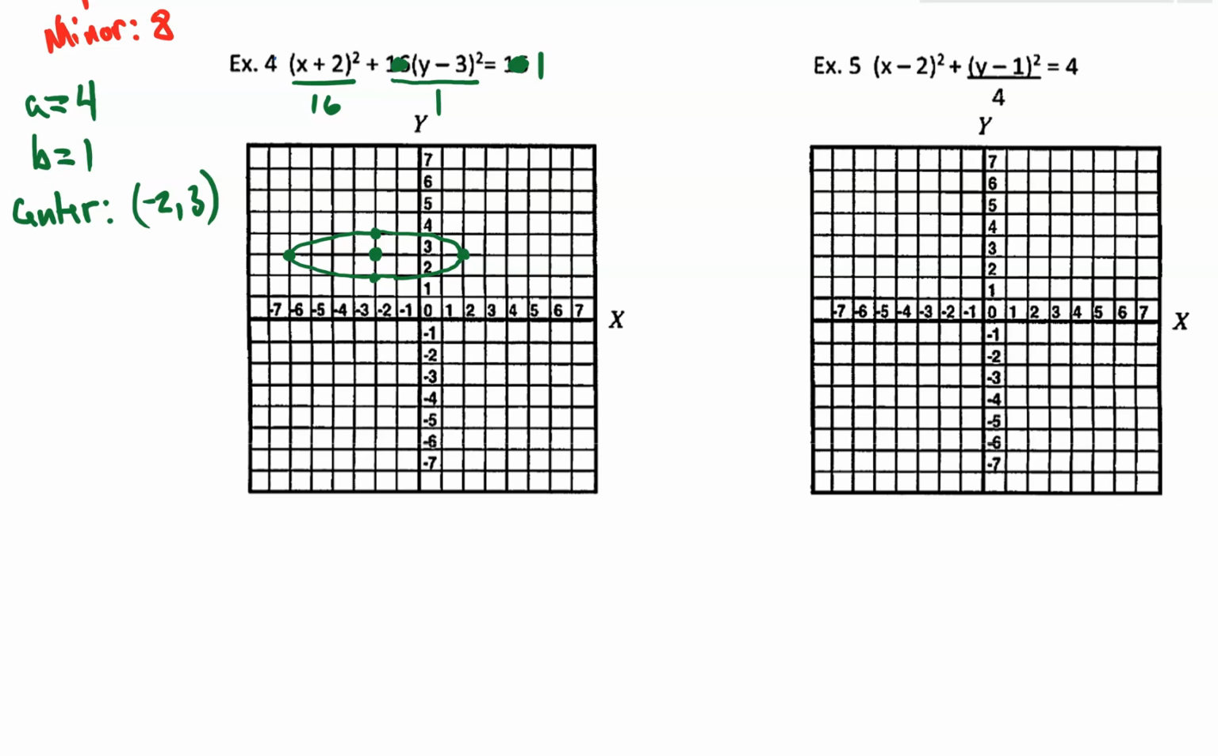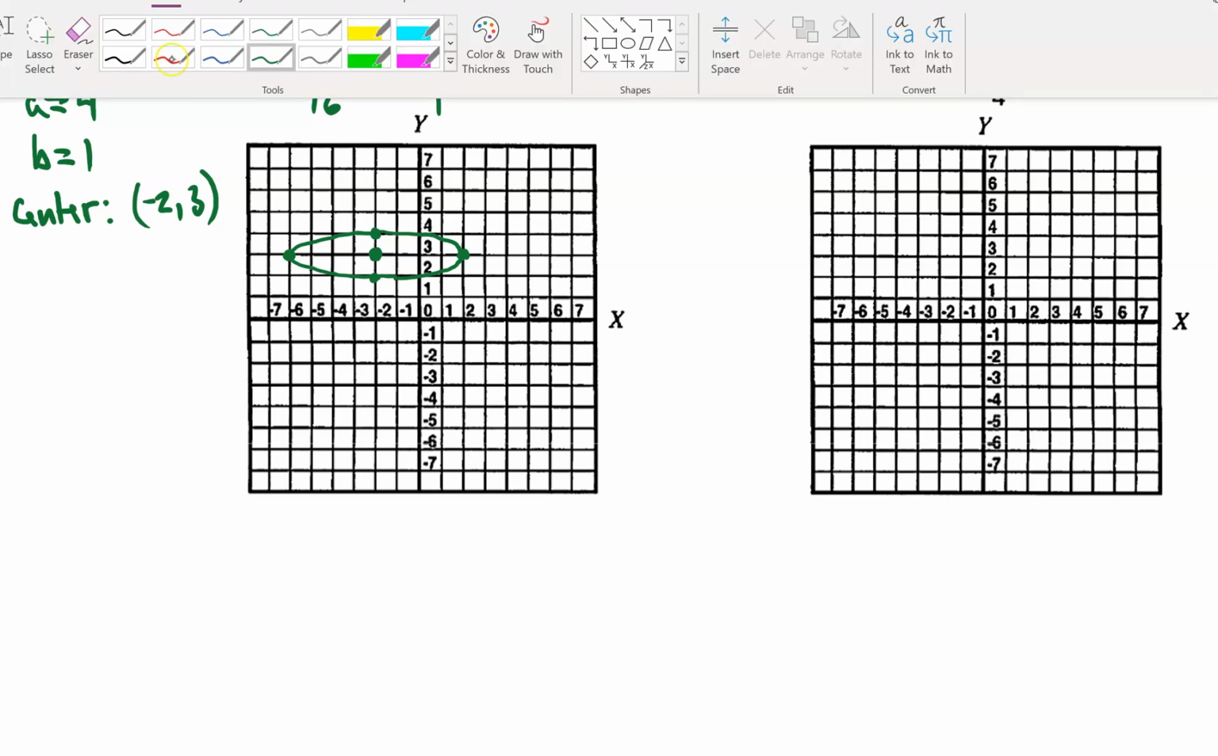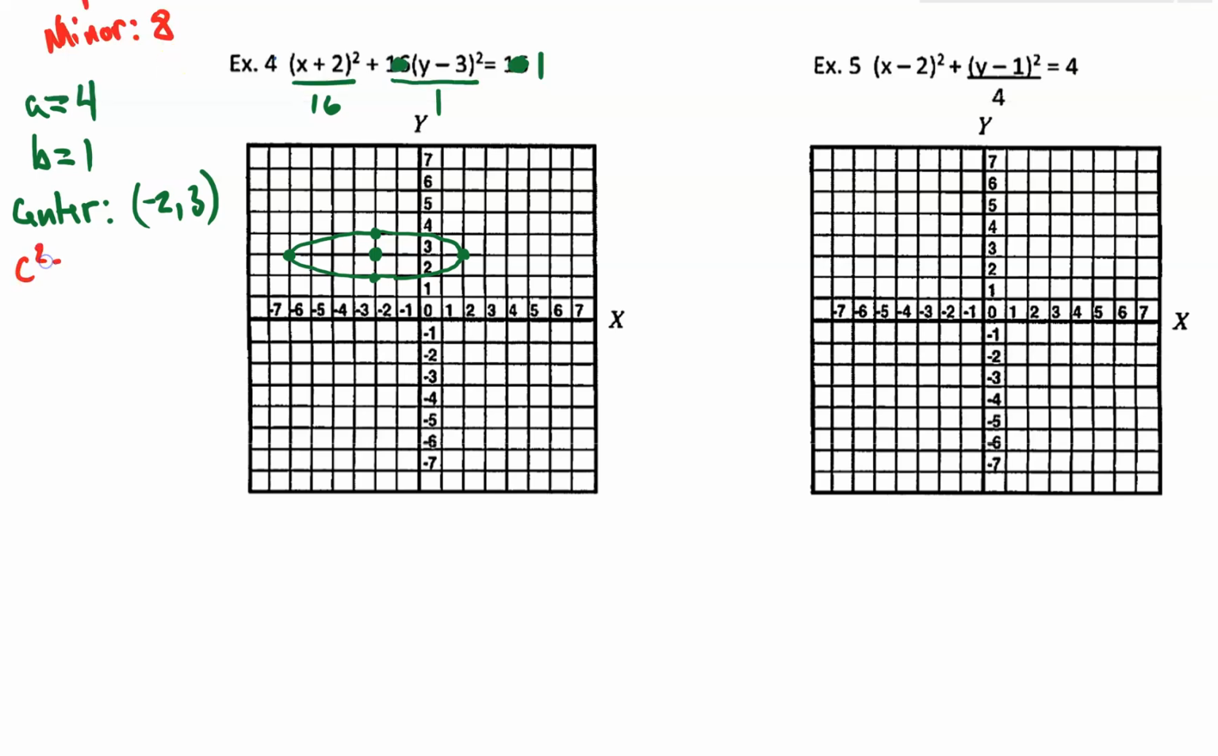Now I need to find the foci points. And I find the foci by doing just what we were saying before. C squared is equal to, this is a squared, which is 16 minus 1. So that's going to be c is equal to the square root of 15. That's almost 4. So I would be going out almost 4, which tells me I'm going to be somewhere just short of my vertice. Hopefully that kind of makes sense.